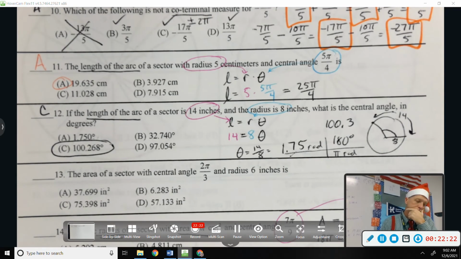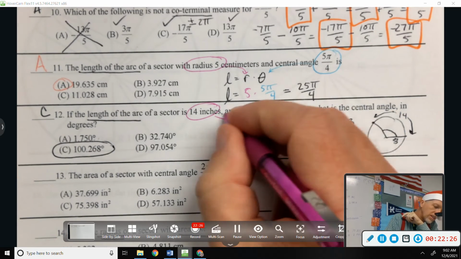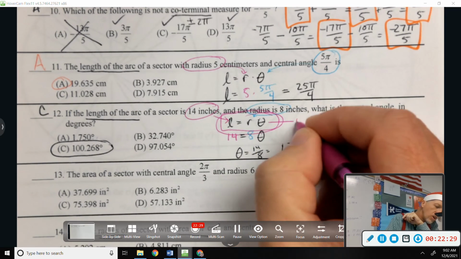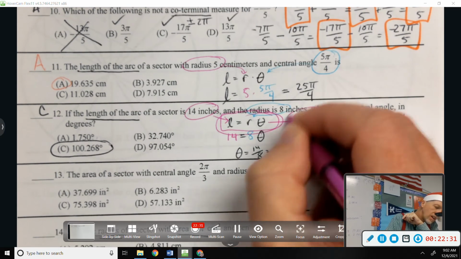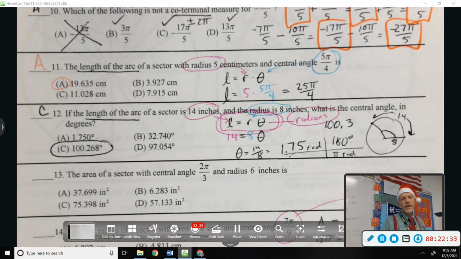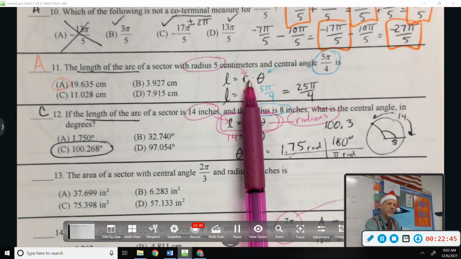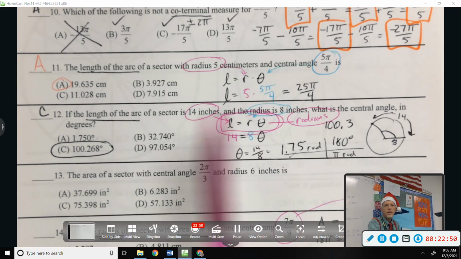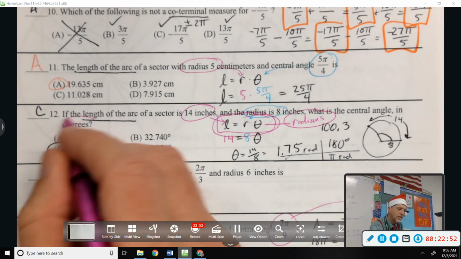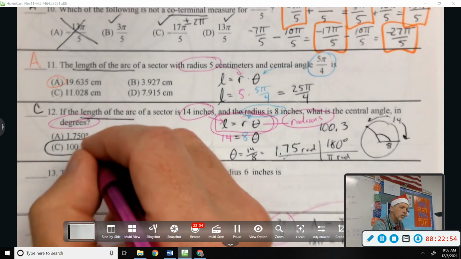Yes, Olivia? How did you know that the 1.75 was in radians? Good question, because for this formula, that's a really good question. Theta is always in radians. Theta has to be in radians to use that formula, which means if you're using that formula to find the angle, you're going to get an angle in radians. It sort of took care of itself on number 11 because the angle they gave us was in radians, so I didn't have to worry about it. But this one, when they said degrees, that's what threw us off.